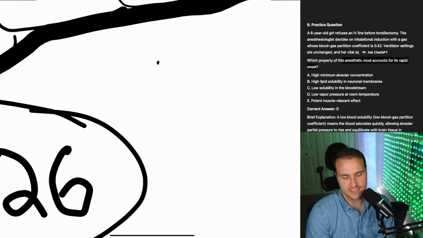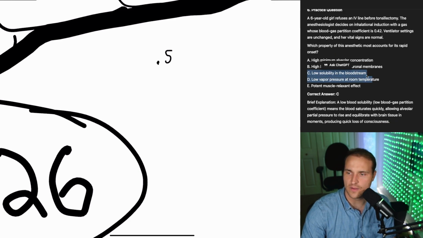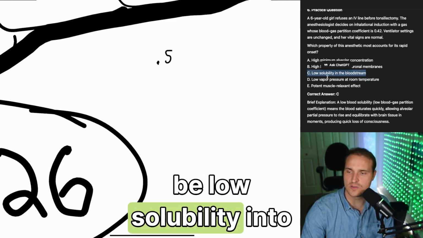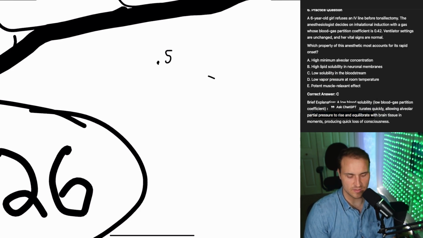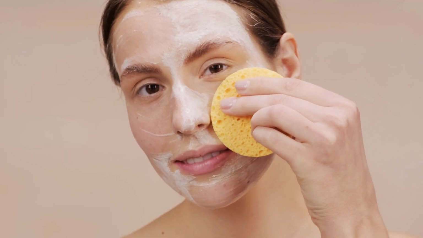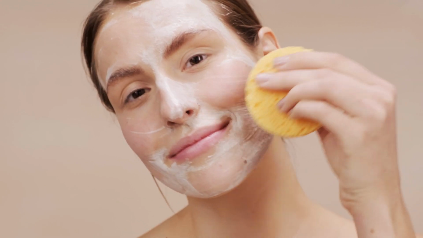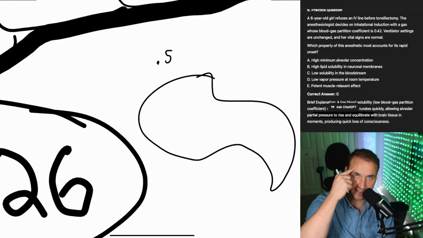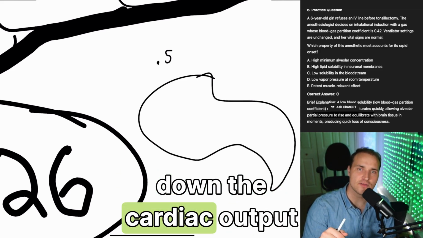Well, what we notice is that it's 0.5 or less. So some inhaled agents are going to drop this child into blissful unawareness of anesthesia. It's going to be low solubility in the bloodstream. So the low solubility means the blood saturates quickly, allowing the alveolar partial pressure to rise. So maybe a way to think about this is like the bloodstream, or blood, is a sponge. A small non-absorbent sponge that has low solubility gets saturated instantaneously. And so alveolar pressure will skyrocket and the drug will rush to the brain and flip the consciousness switch off.